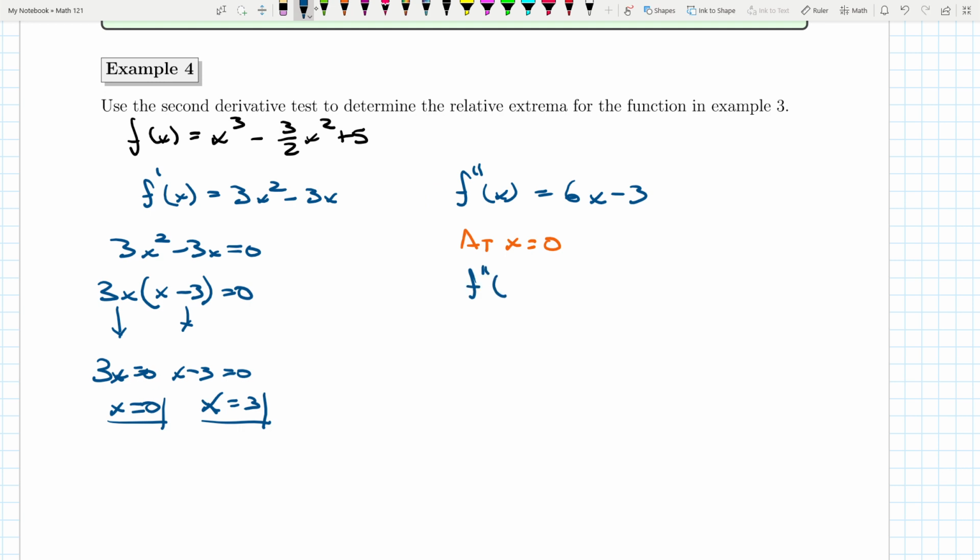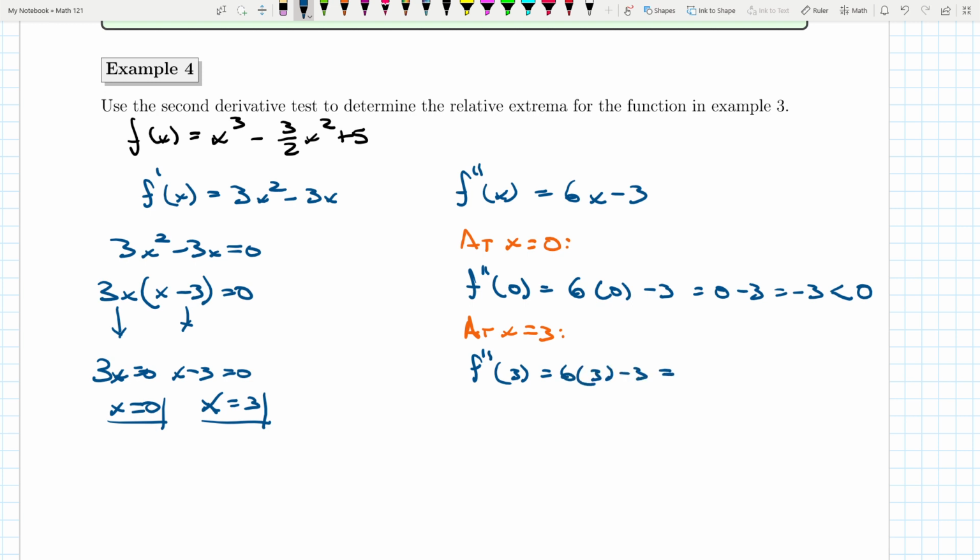f double prime evaluated at 0. That's 6 times 0 minus 3, which is 0 minus 3, which is equal to negative 3, which is a negative number, that is less than 0. On the other hand, at x equals 3, f double prime evaluated at 3 equals 6 times 3 minus 3 equals 18 minus 3, which is 15, which is a positive value in this case.